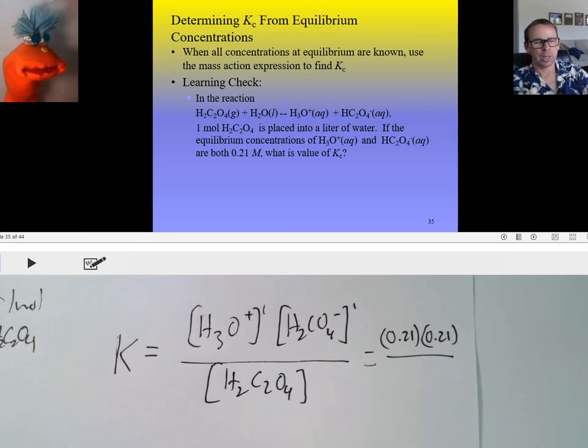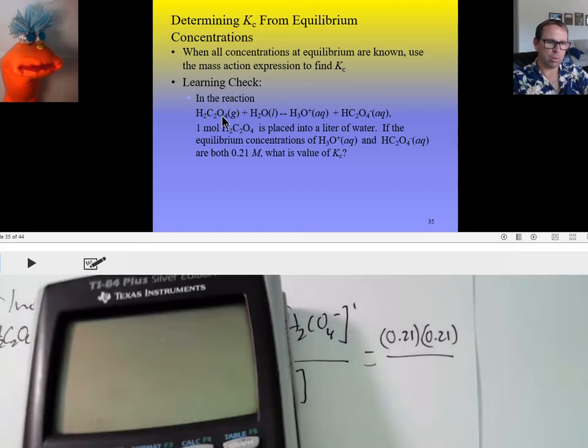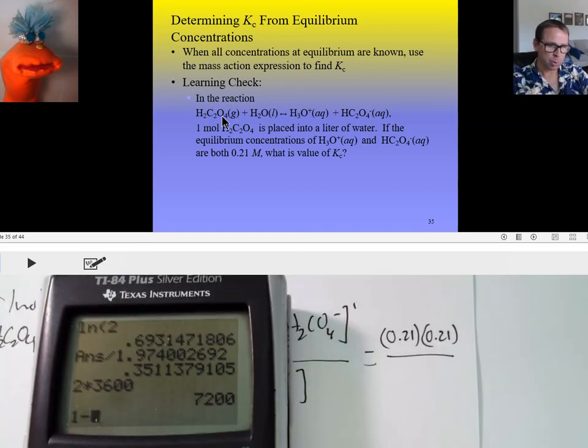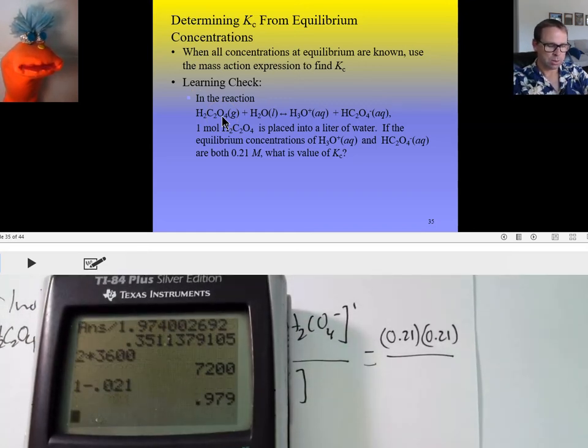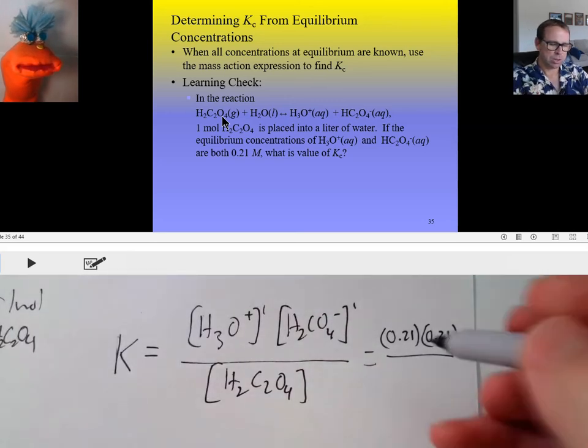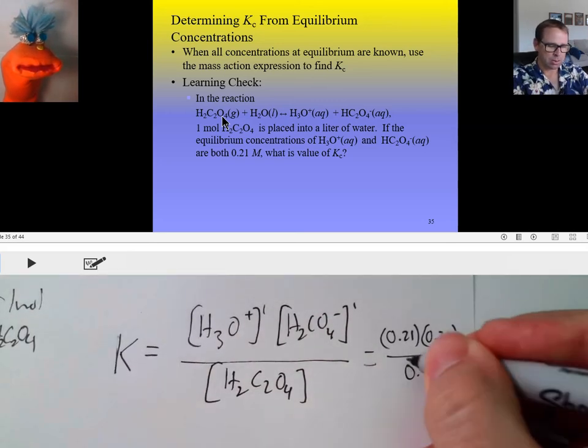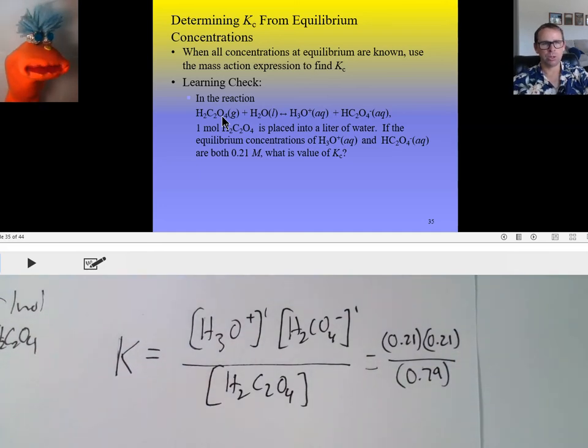How would we know? Well, we put in a mole of this, and if 0.21 moles of this material results when we put 1 mole of this in, how much of this material is left over? Oh, is that just subtraction? Yeah, we can just take our 1 mole that we put in and subtract the 0.21, so 1 minus 0.21, and we get 0.79. All right, so this is 0.79. Aren't you supposed to subtract 0.21 twice?